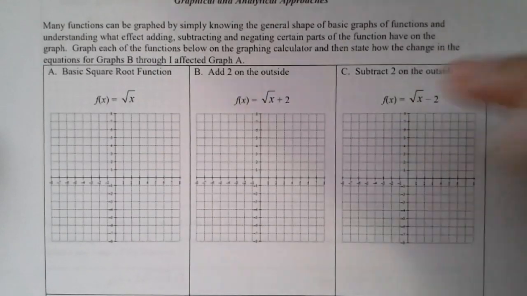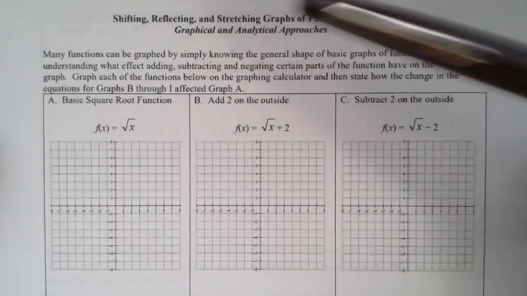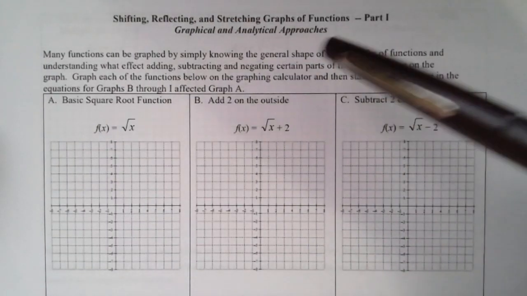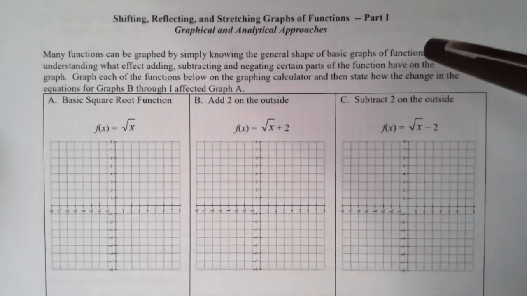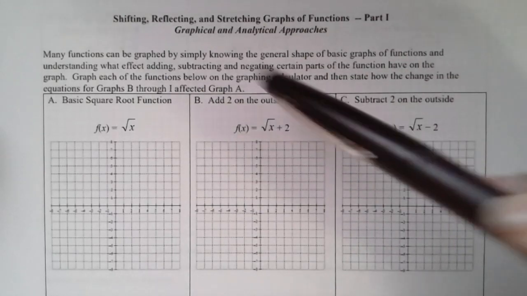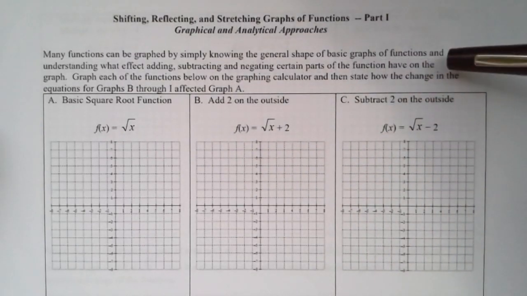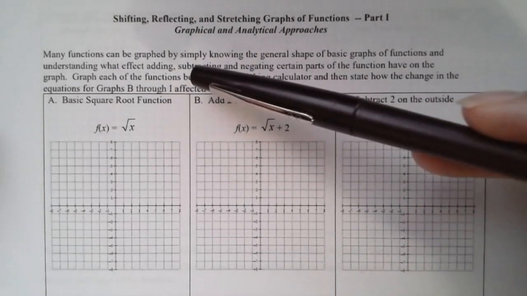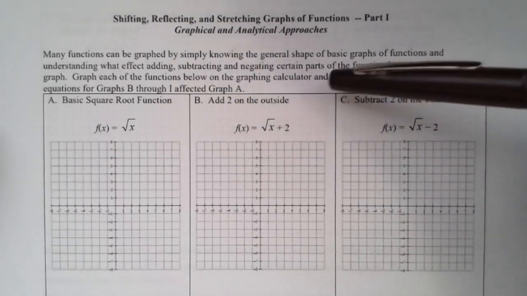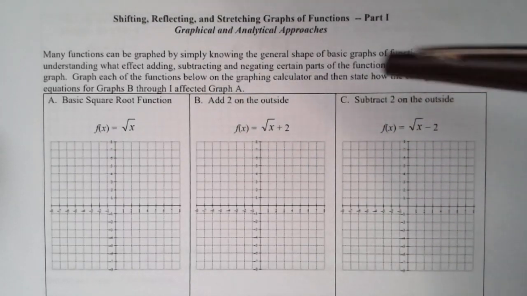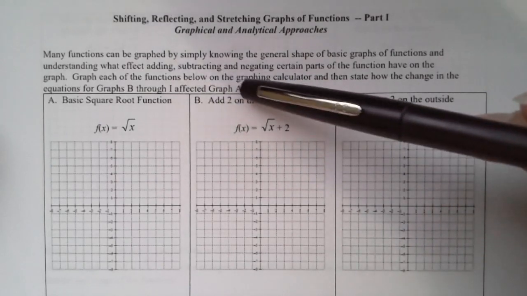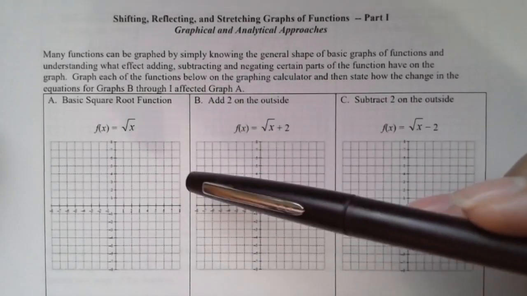Okay, so I'm just reading off from here. Many functions can be graphed by simply knowing the general shape of basic graphs of functions and understanding what effect adding, subtracting, and negating certain parts of the function have on the graph. Graph each of the functions below in the graphing calculator and then state how the change in the equations for graphs B through I affect graph A. Now you can go ahead and do that.